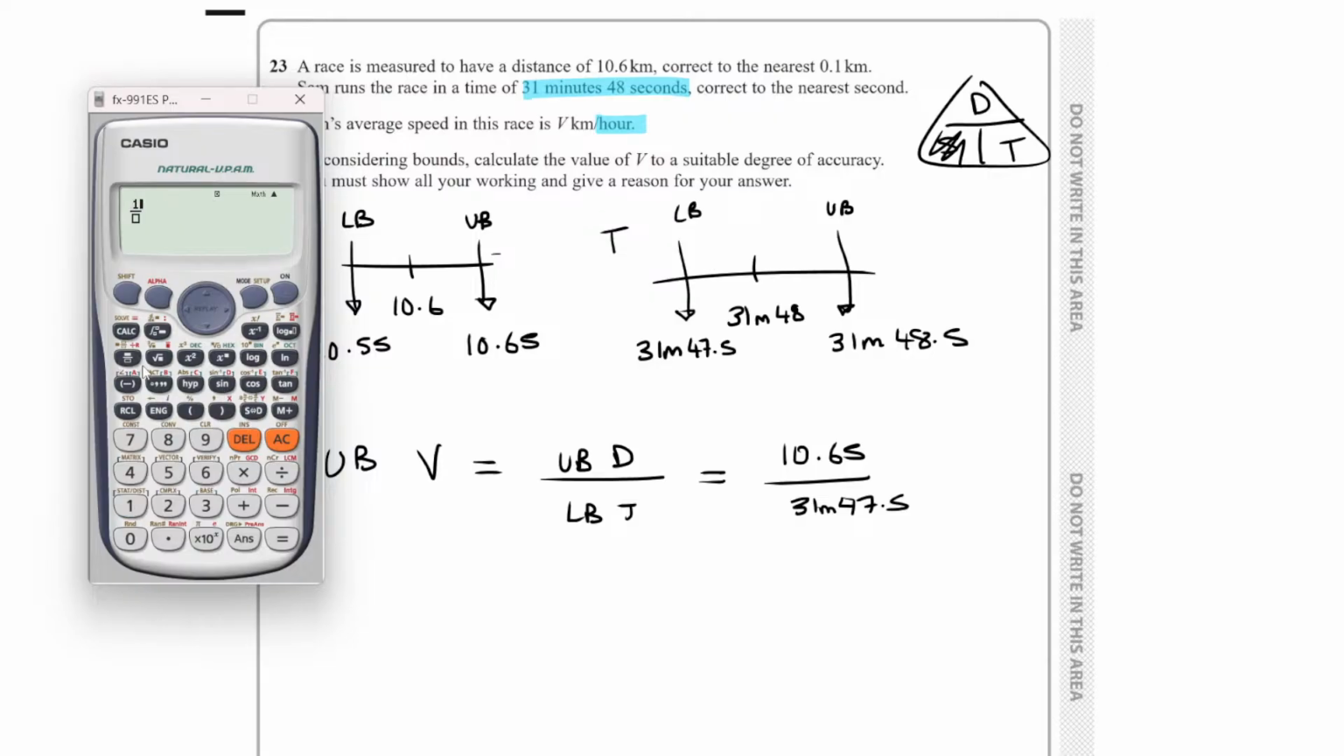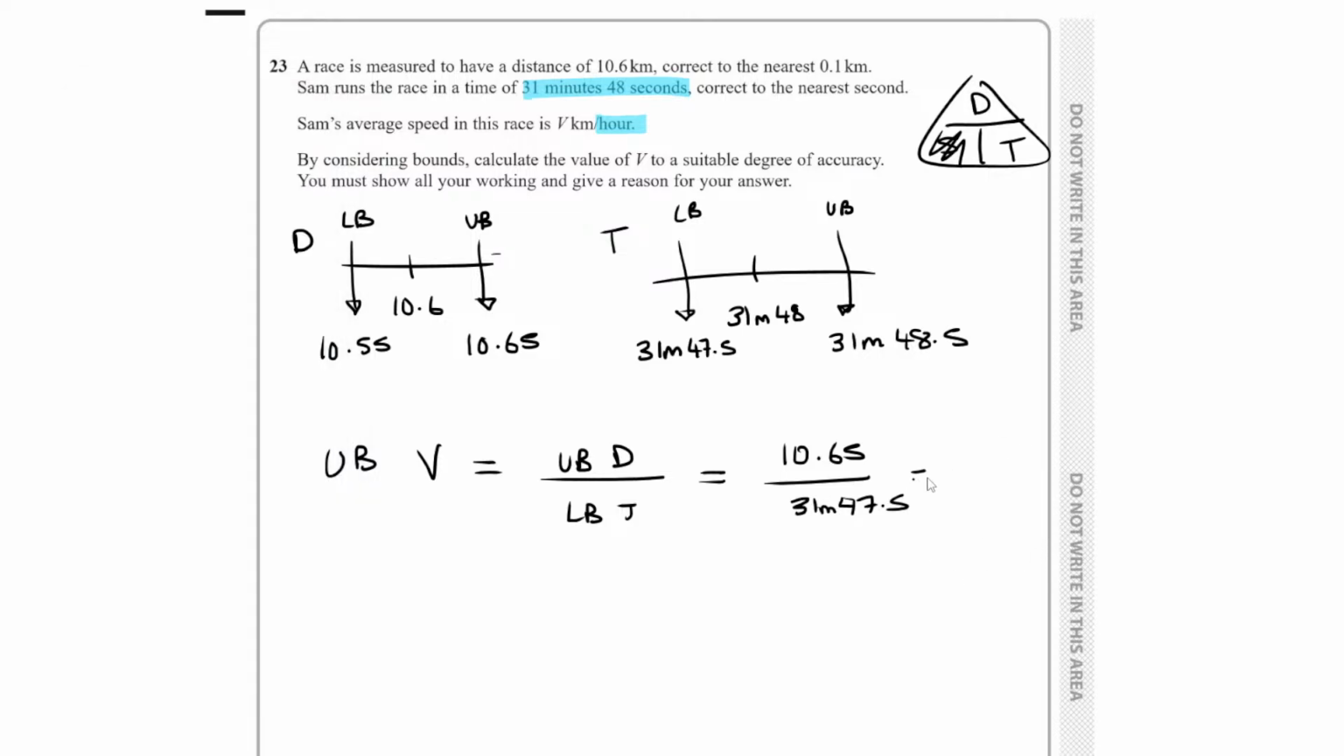So I can just do 10.65 divided by it, and then I'll put answer. Only once, answer once. So for the upper bound of the speed, you should get something along the lines of 20.0996... I like to write down a good few decimal places, at least 3, just because then I can compare them both at the end. I'd probably just write the whole thing down, to be honest. So that's the upper bound.